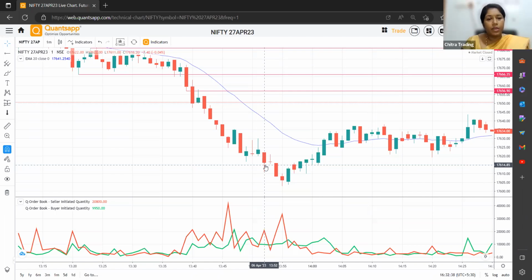Scalping, Rahul, 1 minute. As we are doing scalping, that too in 1 minute, we can capture the quick move and we can book the profit. We don't want to wait for big profits, right? Yeah, exactly. That's what I tell you.